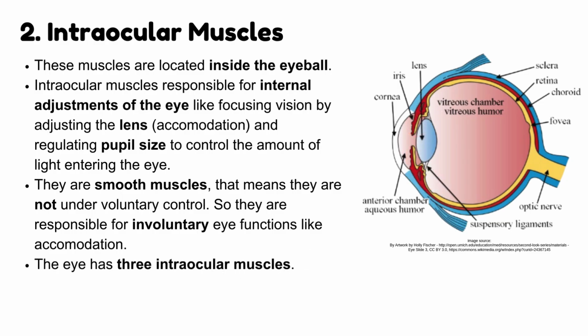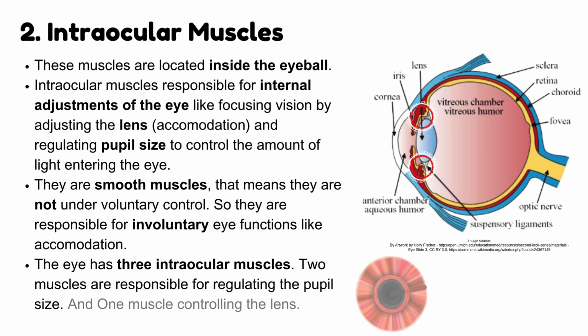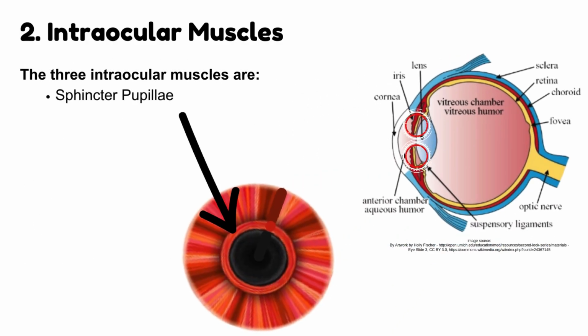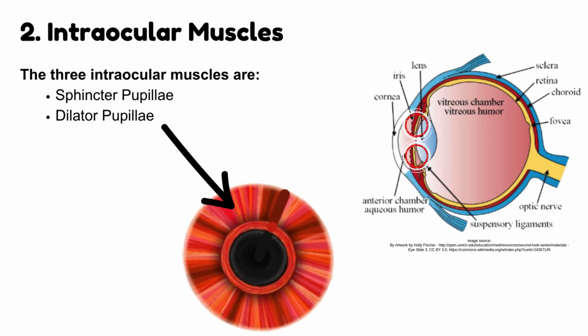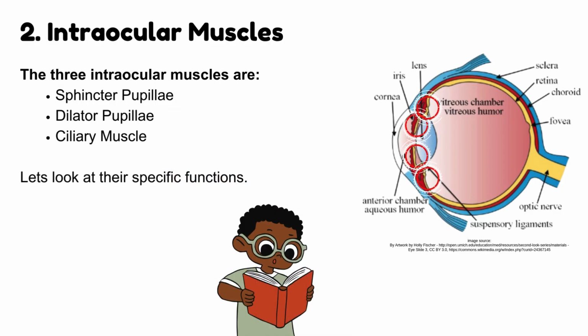The eye has 3 intraocular muscles. 2 muscles are responsible for regulating the pupil size, and 1 muscle controls the lens. The 3 intraocular muscles are Sphincter Pupillae, Dilator Pupillae, Ciliary Muscle. Let's look at their specific functions.